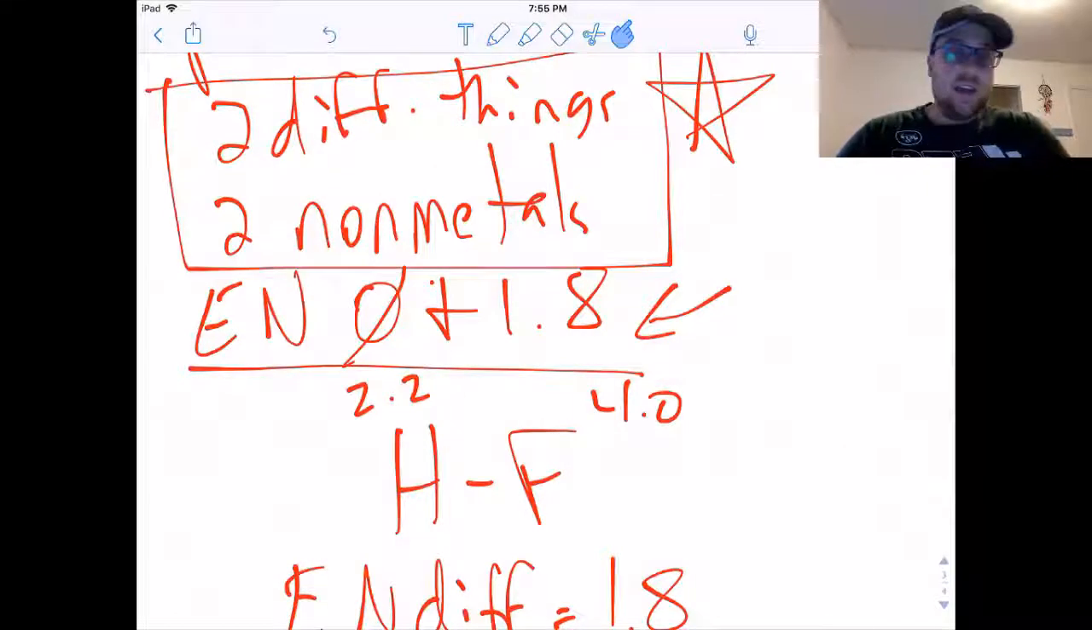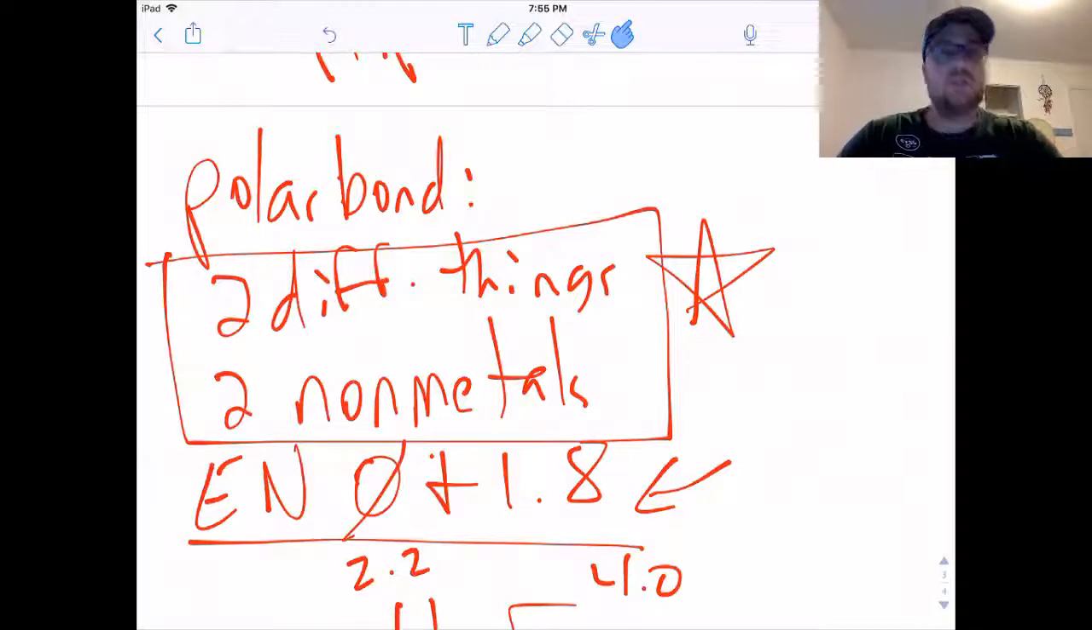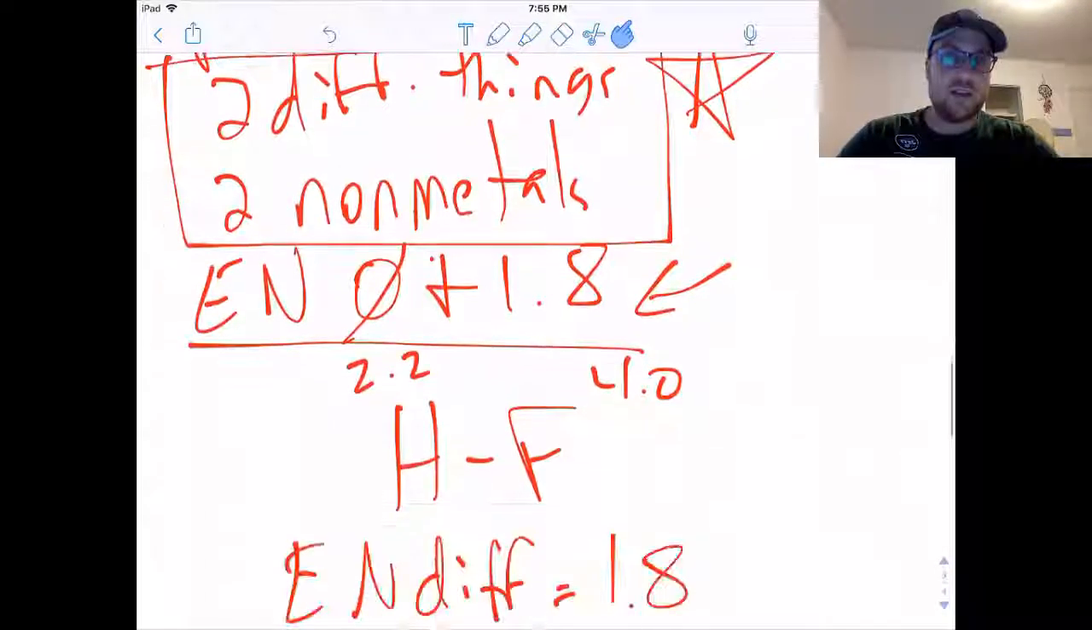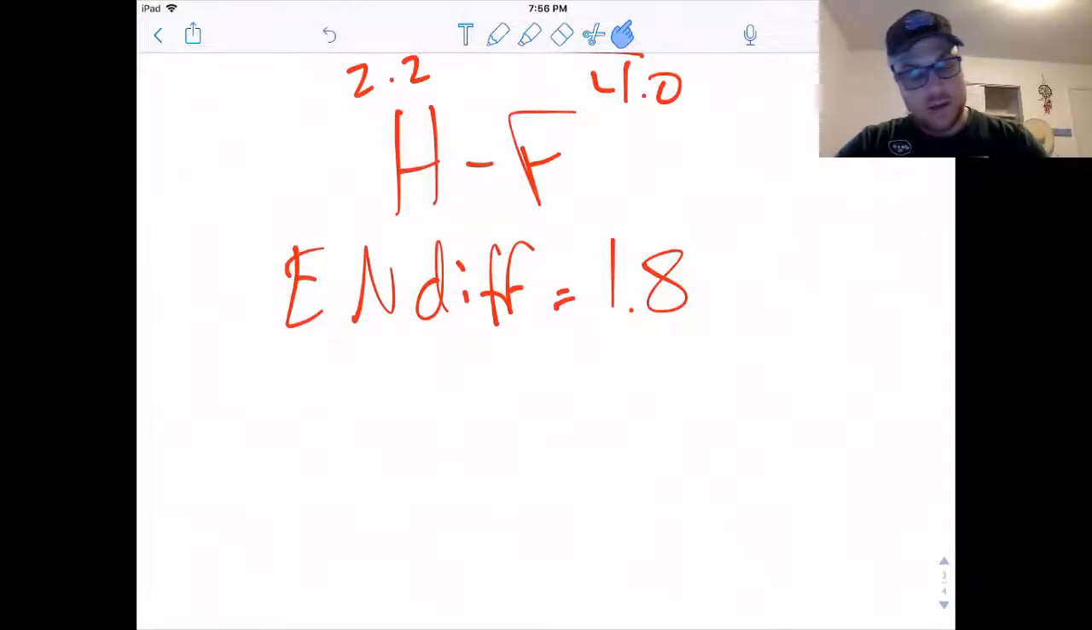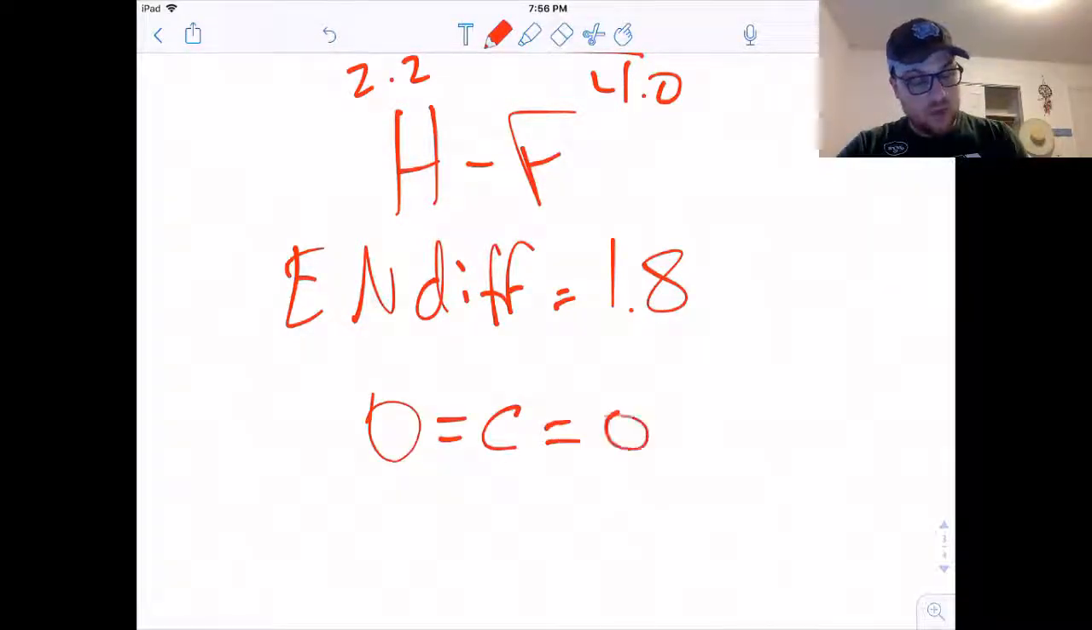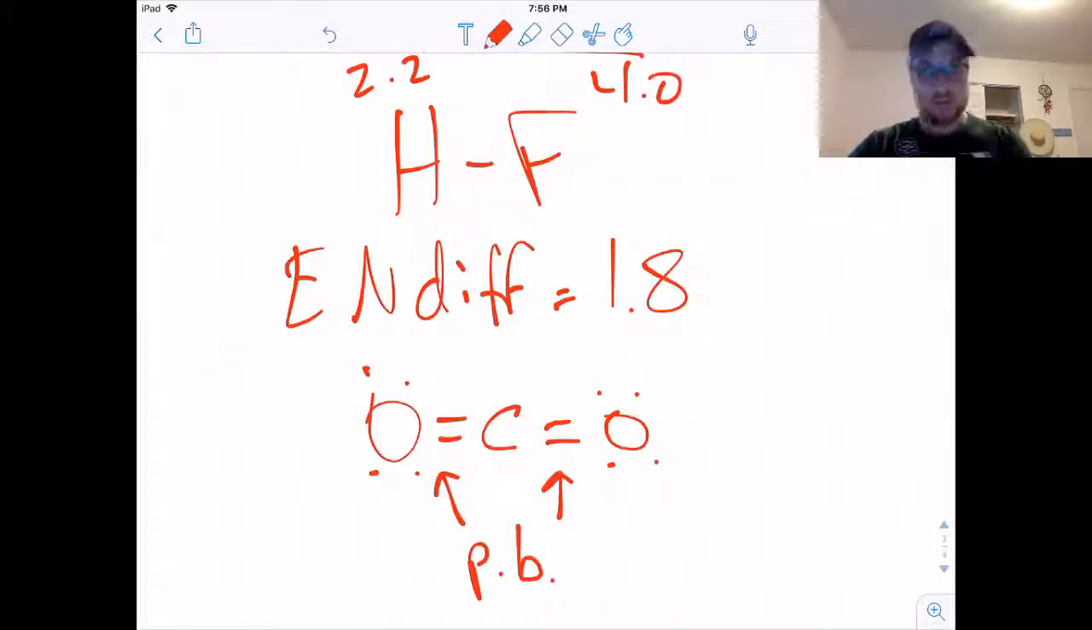I think that's kind of arbitrary. I would look for things both being nonmetals to classify something as a polar bond. All right? So look for two different things, and if you have something bonded to something that's not itself, then you would say that these bonds here are polar bonds, because carbon and oxygen are not the same.